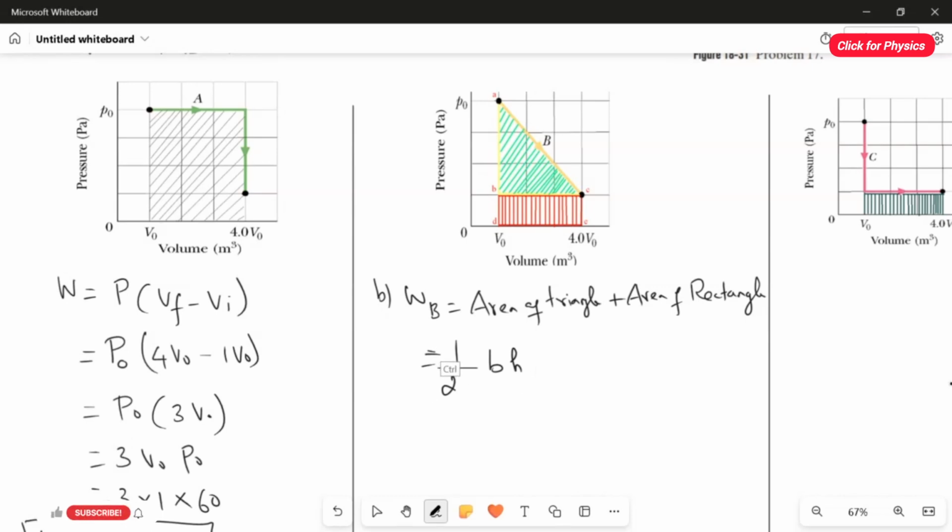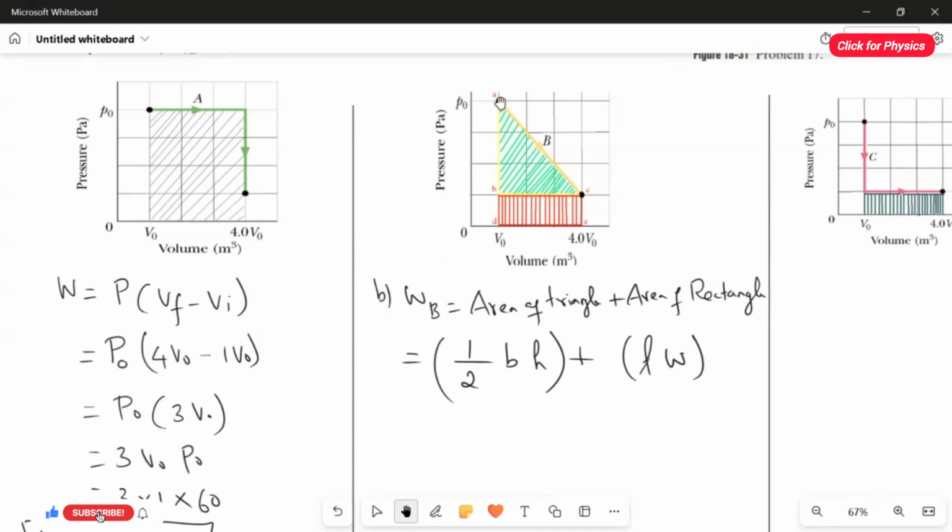So I can just write this equal to, correctly. So this is the area of the triangle, half multiplied by base multiplied by height, plus what is the area of the rectangle? Length multiplied by width. So we first substitute the value for the area of the triangle.